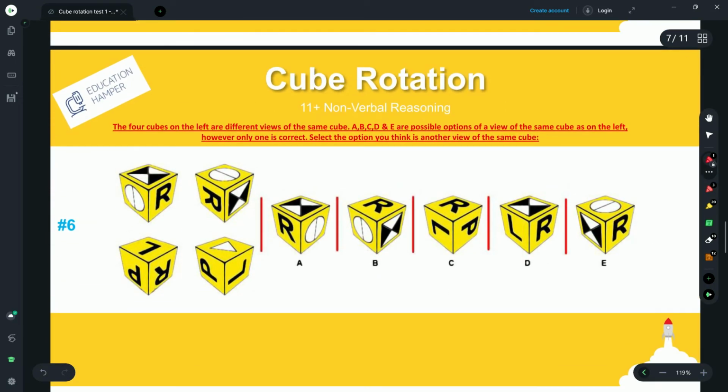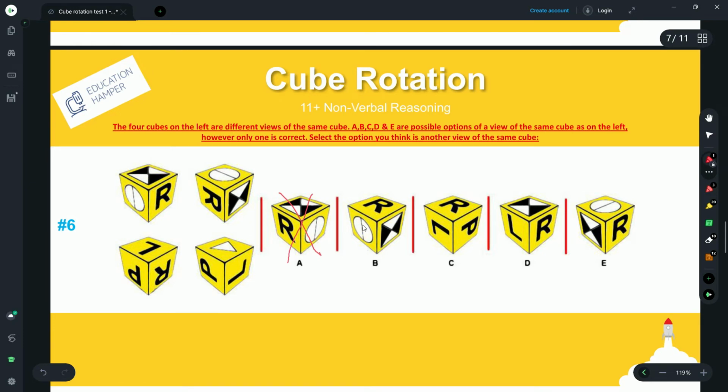Right, question 6. Let's look at this one here. The R is facing this cross pattern, the top of the R facing the cross pattern, with the circle to the right of the R. However, the circle is facing the back of this R. So this is incorrect.